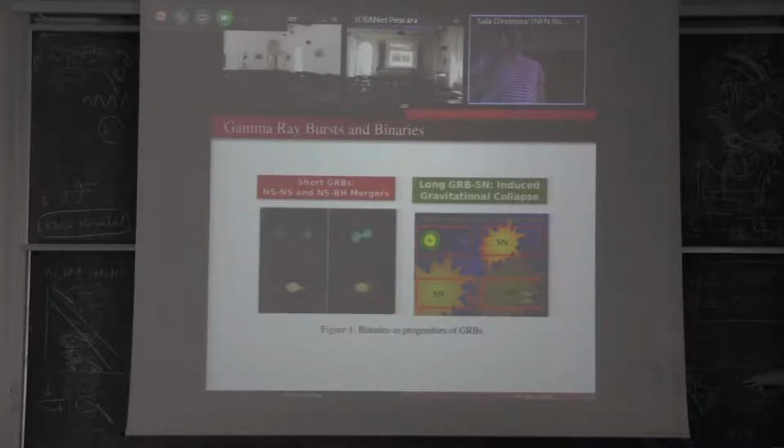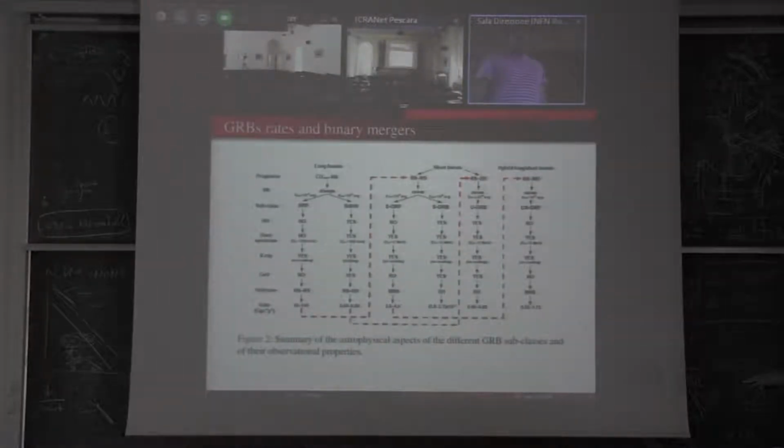So for short gamma ray bursts, we have a neutron star and neutron star or neutron star black hole merger. And for long gamma ray bursts, that is called the induced gravitational collapse, we have a supernova going off in a binary with a neutron star. So these are the families.